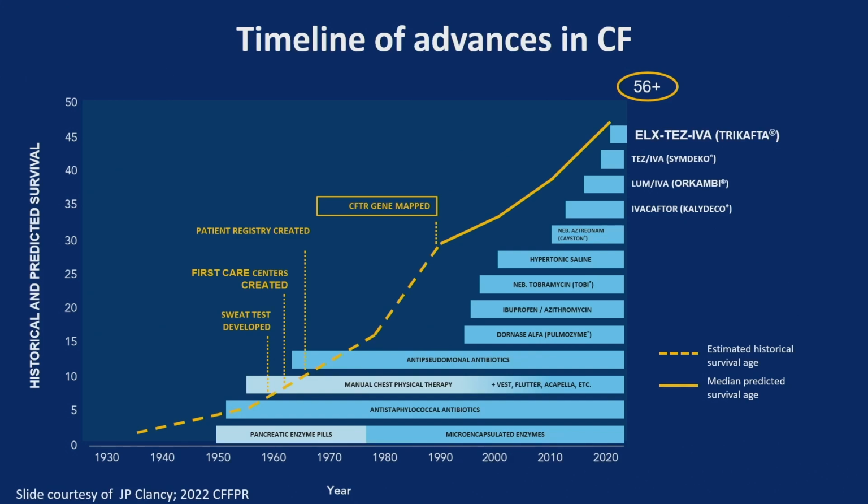And we know that, and this is a slide that J.P. Clancy, I borrowed it from him, and many of us have borrowed it from him, showing how there are improvements in care and predicted survival based on these advances that we've seen. And of course, we see the slope of the improvement go up since modulators have come on the market.